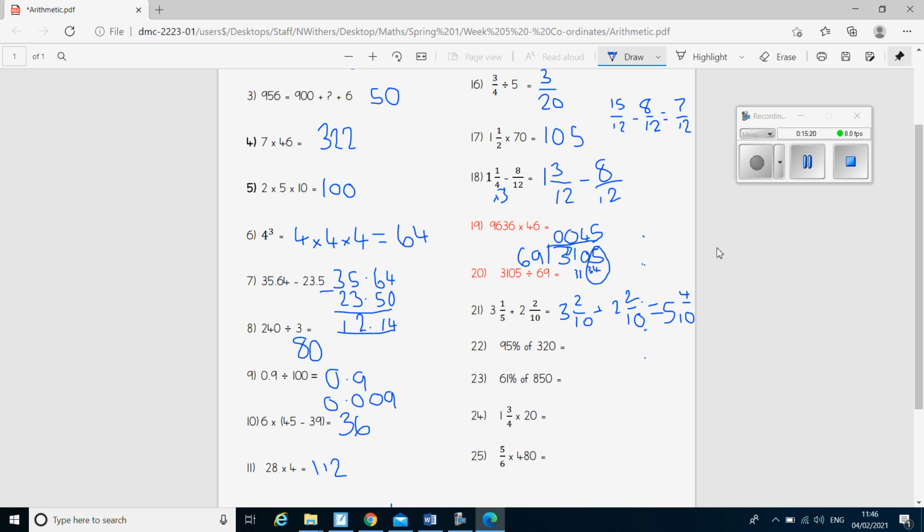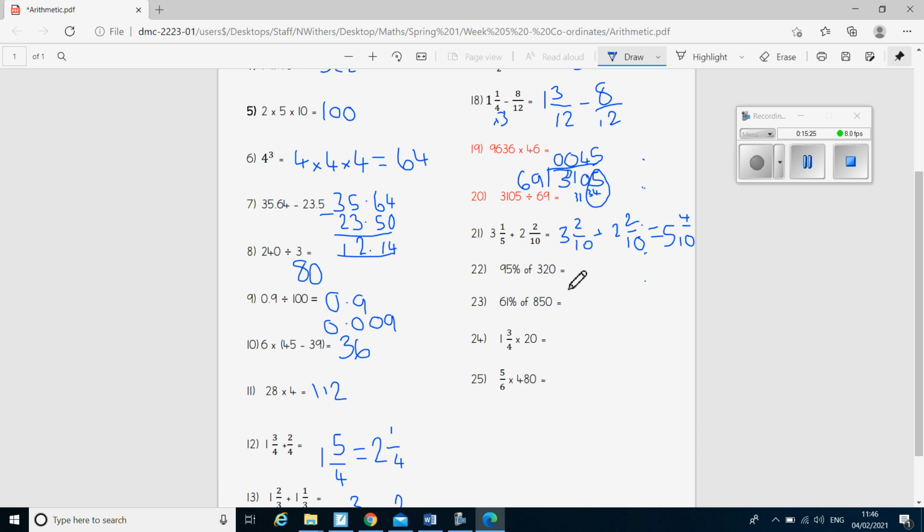Question 22, 95% of 320. There are two ways you could have done this. The easiest way, I would say for this one, is to find 10%, half it to find 5%, and take that away from the 320. Alternatively, you might have found 1% and times by 95. Either way, you would have got the answer 304.